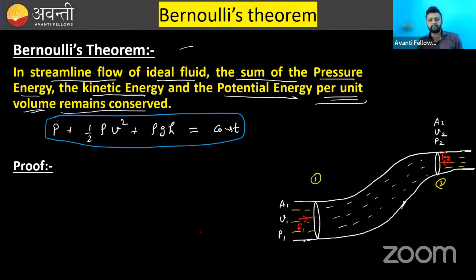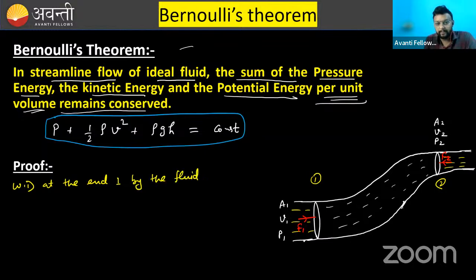F1 and F2 are the forces. So these two forces will work on this portion of fluid. So I will write, this is 38. I have some time. Work done at the end 1 by the fluid.